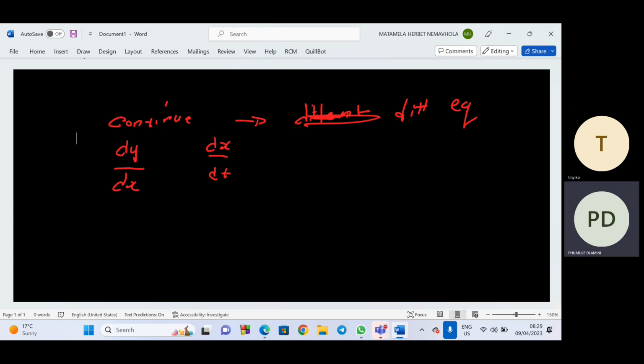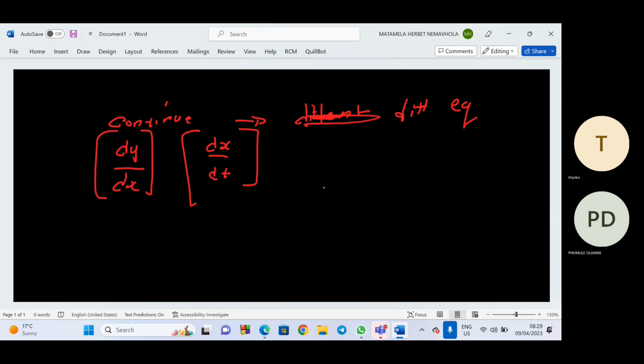So the difference between these two is that the other one is continuous. If it's continuous, we find a differential equation. We use this form, dy over dx. So this one first, I'm going to teach you how to differentiate. Then after knowing how to differentiate, we will move on to problems.